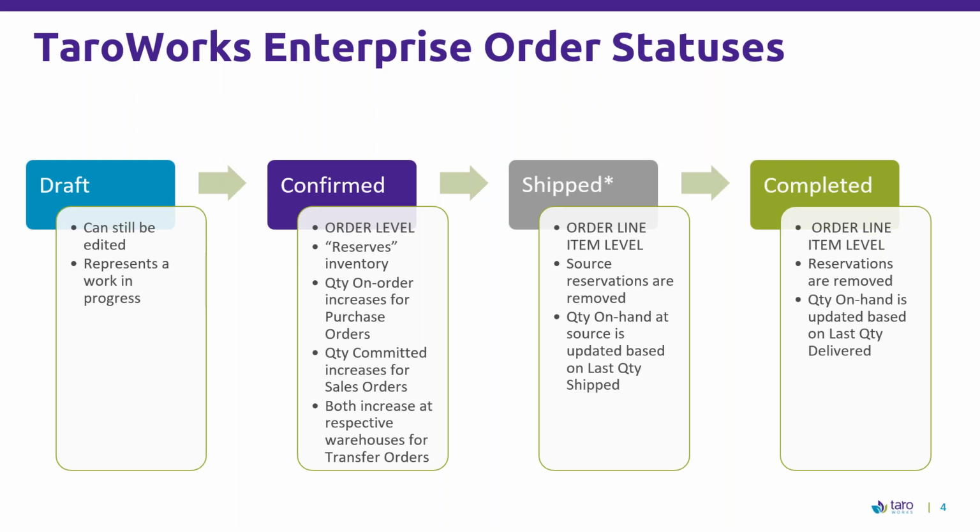The final status that we have is the cancelled status, which happens rarely. It represents a Taro order and all Taro order line items under it that have been cancelled. Only Taro orders and Taro order line items in draft can be cancelled.